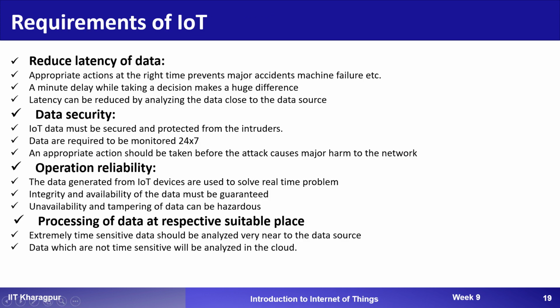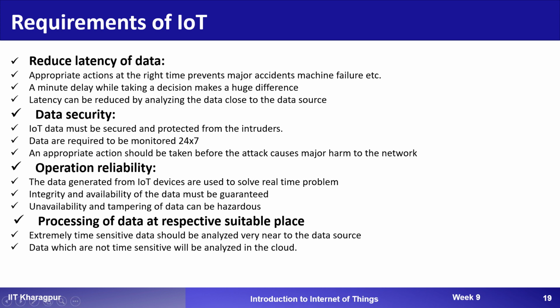Then the requirements of IoT. So basically what does your IoT require, why is there a need for an intermediate layer? The first one is reduced latency of data. In case of your IoT network, there is a need for reduced latency of data. Appropriate action should be taken at the right time in order to prevent major accidents such as machine failures or other accidents. So basically a minute delay while taking a decision can make a huge difference.